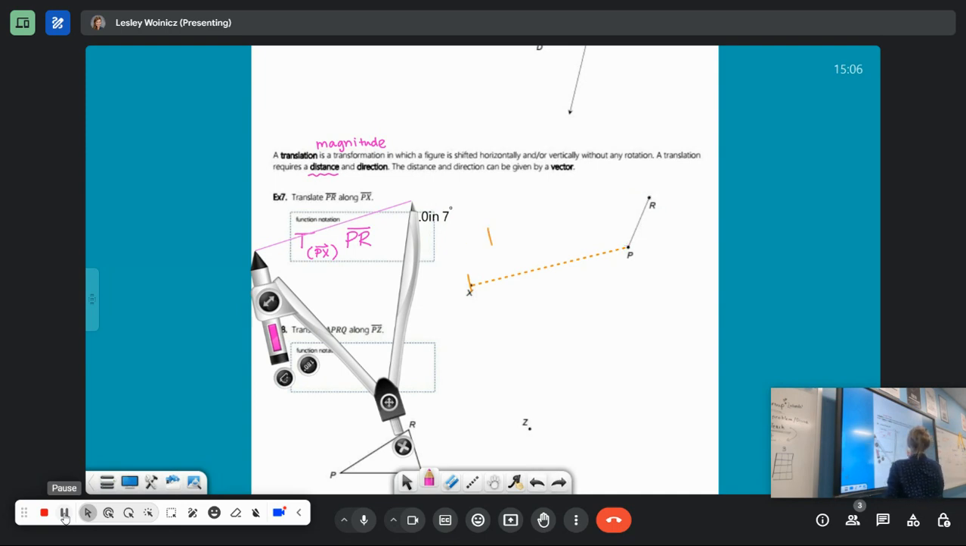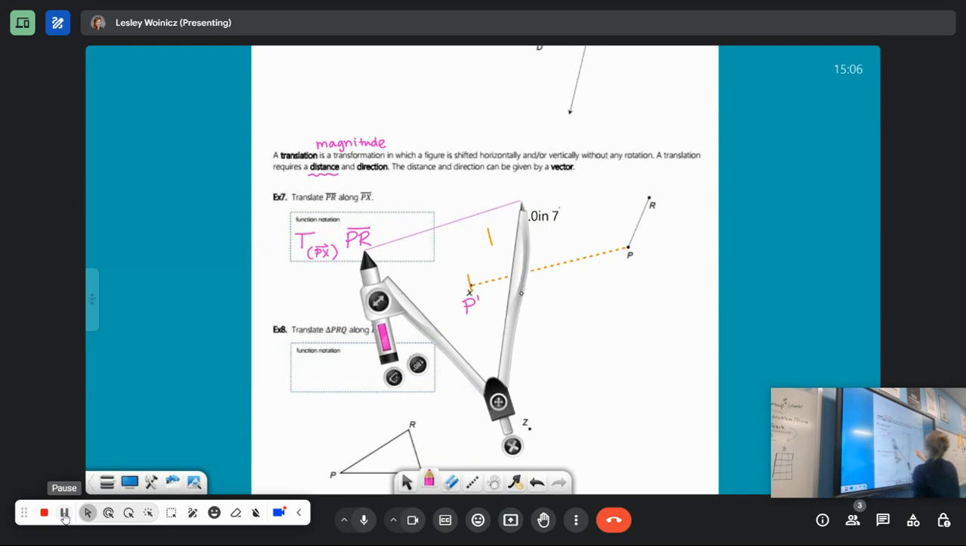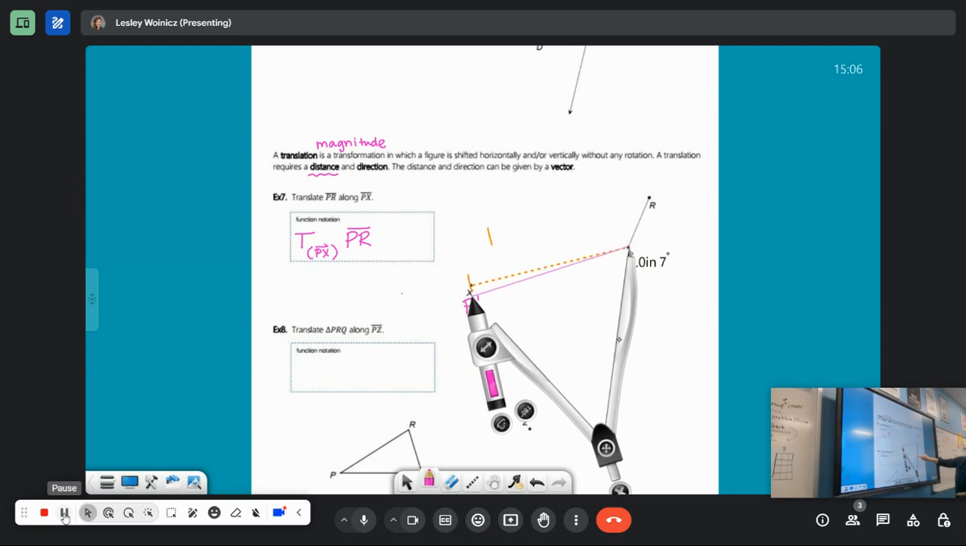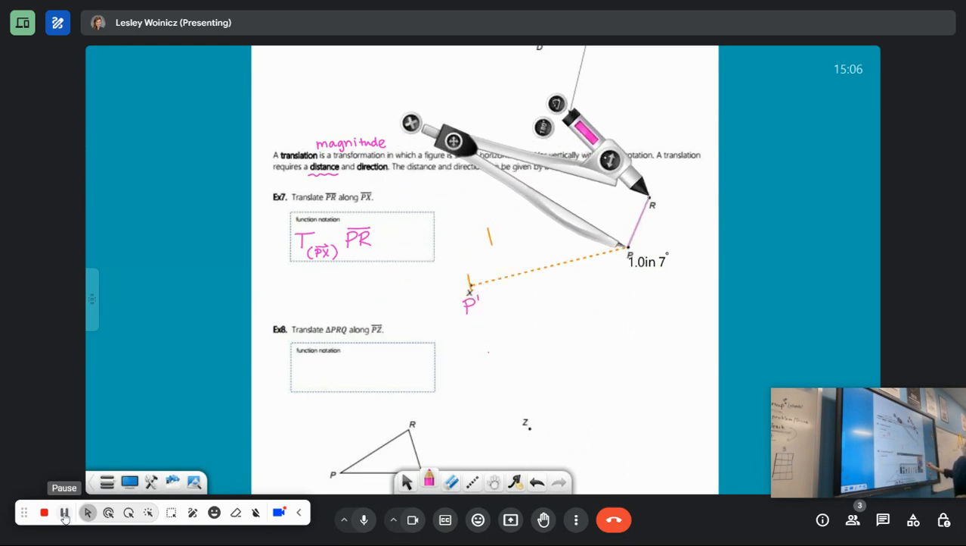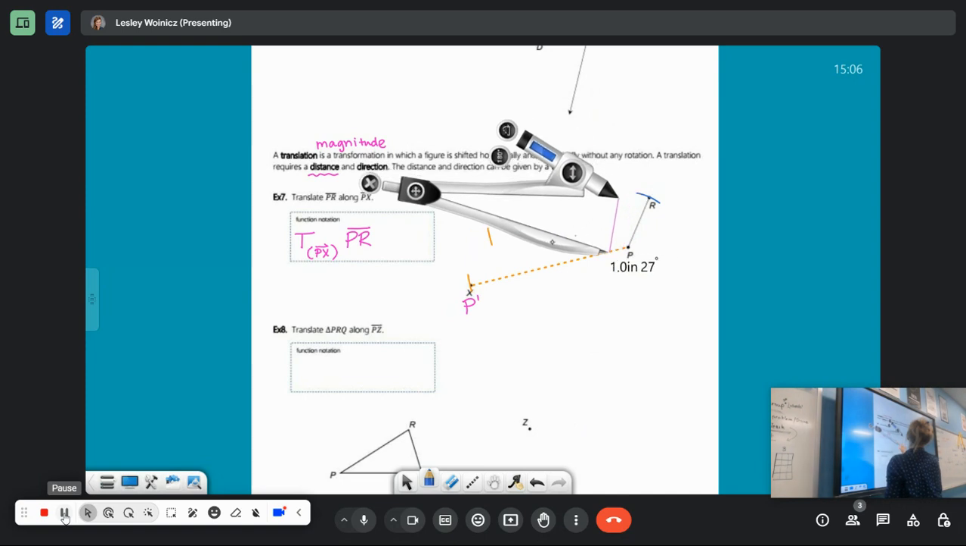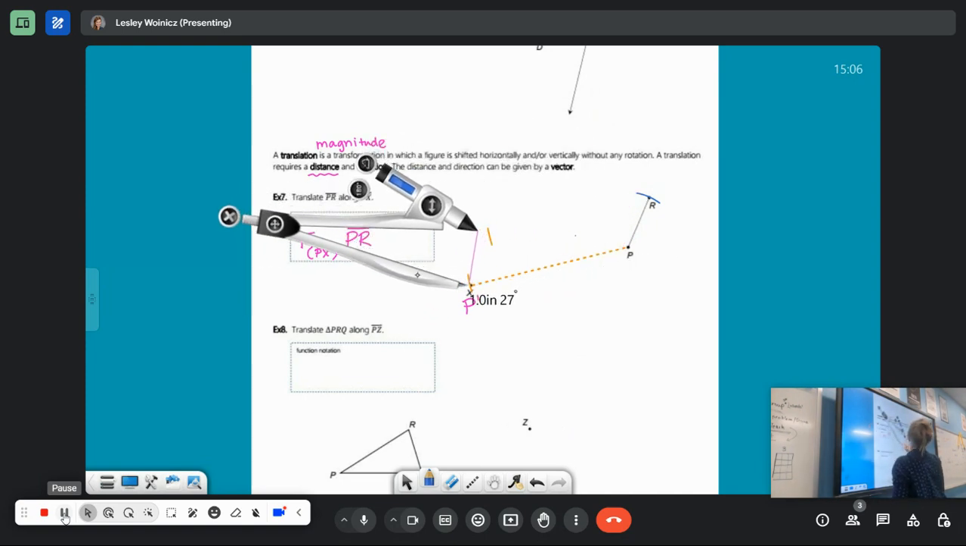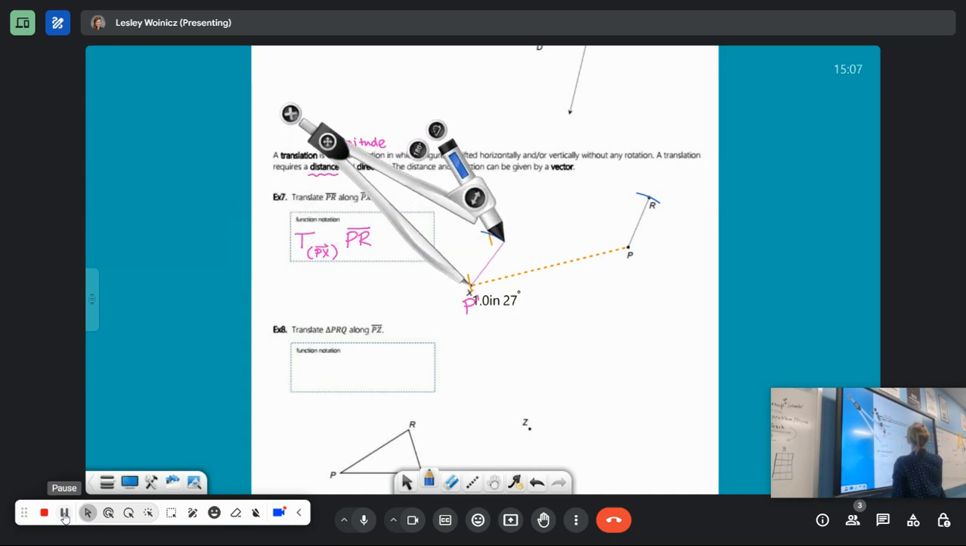So P prime landed on X. That was in our directions, because that's what our vector said to do. Copied the distance from P to X. Now I'm going to copy the distance from P to R. I'm going to change colors. I'm going to be blue now. Okay, copying that distance here. Voila. There is the location of R prime.